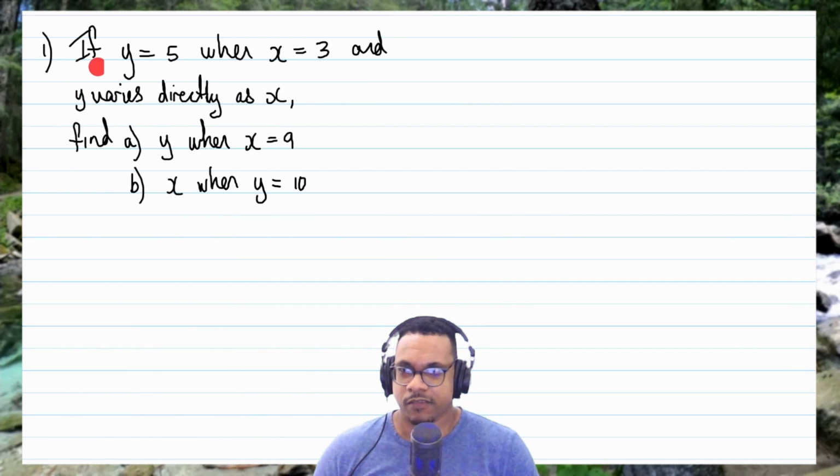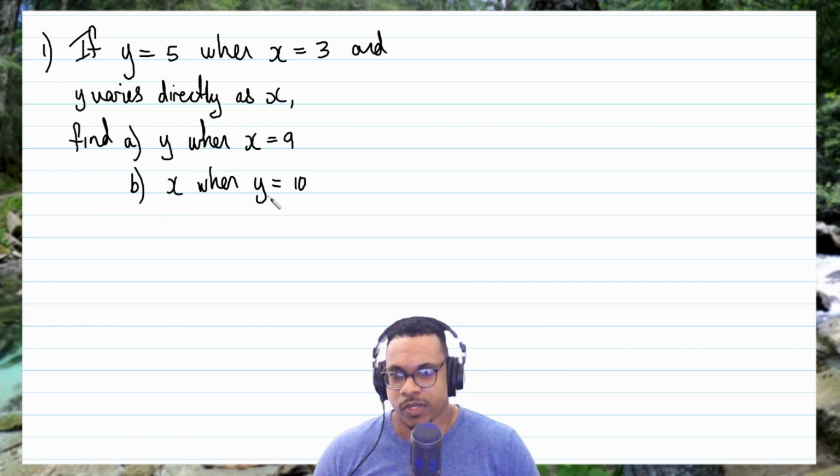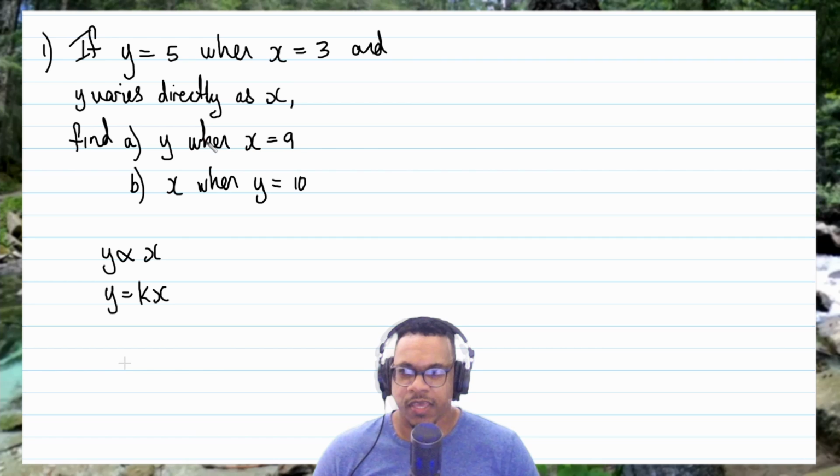So in this question we have if y is equal to 5 when x is equal to 3, and y varies directly as x, we want to find y when x is equal to 9, and then we want to find x when y is equal to 10. So the first thing we'll do is find the constant of proportionality. So the first thing I'll write is y is directly proportional to x. Then I'll write y is equal to k times x. And I'll use the information when we know the values of both y and x to find k.